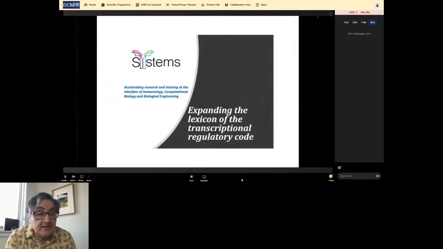that still, I think, is of fundamental interest, and that is what is the nature of the lexicon of the transcriptional regulatory code? And by that, I mean the set of DNA sequences that are recognized by transcription factors, not just acting alone, but in a combinatorial capacity to in turn dictate very complex patterns of gene expression.